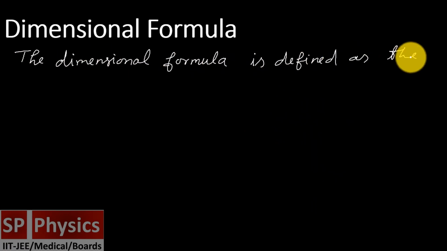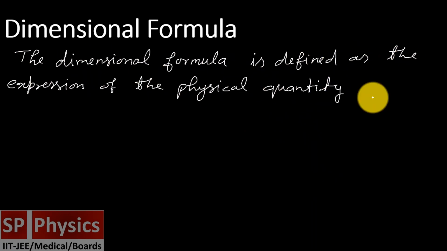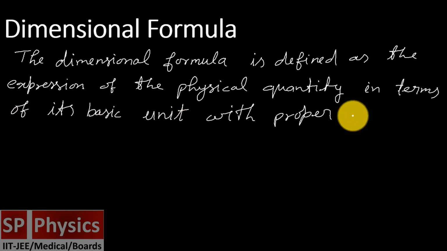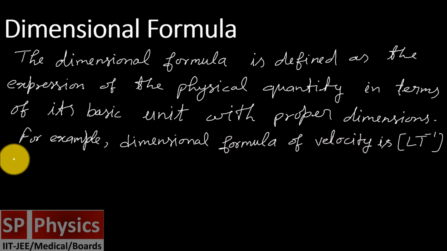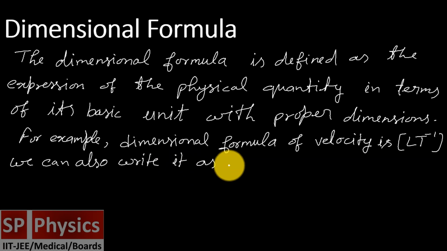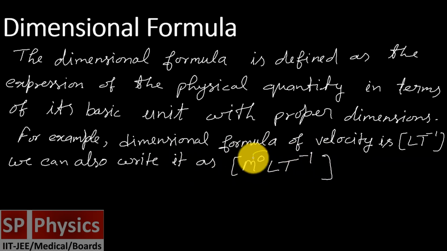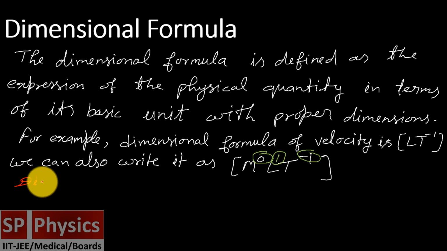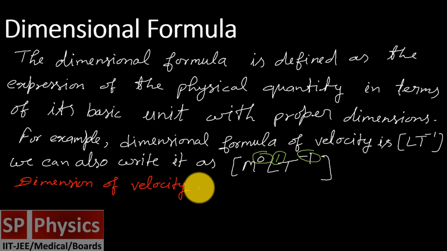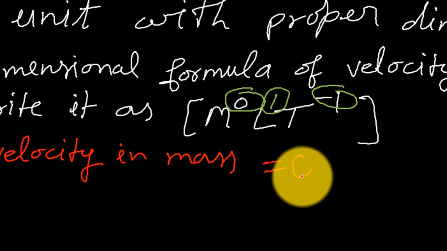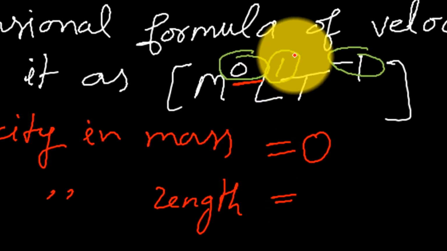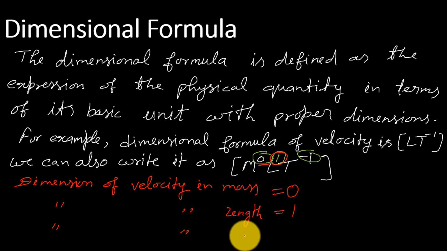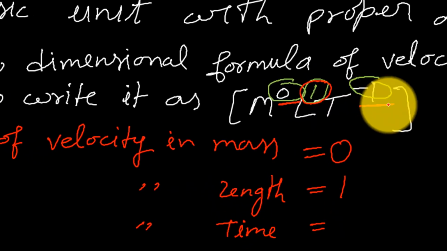Now, dimensional formula. The dimensional formula is defined as the expression of the physical quantity in terms of its basic units with proper dimensions. For example, the dimensional formula of velocity is [L T^-1]. We can also write it as [M^0 L^1 T^-1]. These powers are dimensions. That is, dimension of velocity in mass is 0, as the power of capital M is 0 here. Dimension of velocity in length is 1, 1 being the power of L. Dimension of velocity in time is minus 1, here minus 1 is the power of T.